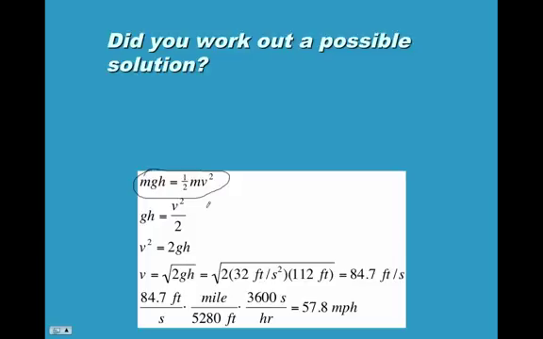Before we do it, let's simplify it. Notice that there is an m on both sides. Well, we can actually divide those out and cancel them out. And 1/2 v squared is just v squared over 2. So our equation becomes gh is equal to v squared over 2.